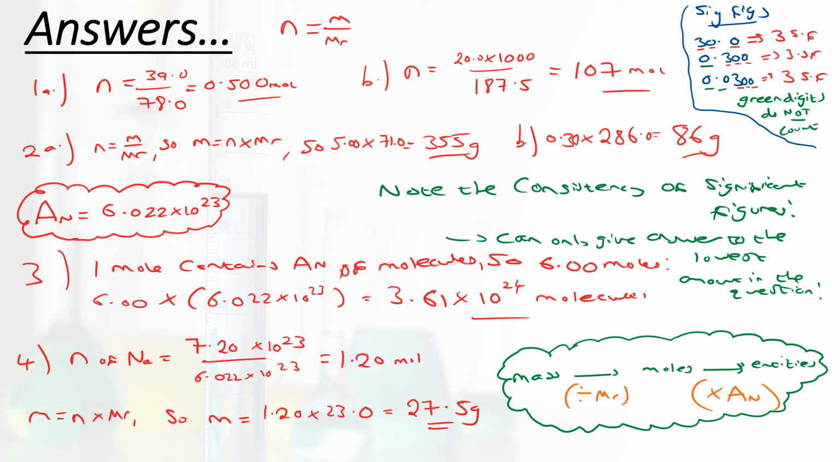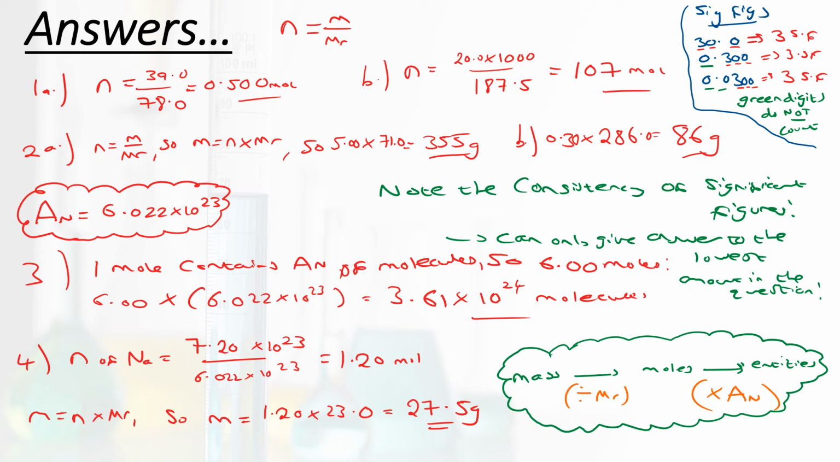Question 3 then wants us to calculate the number of molecules of chlorine, Cl2, in 6 moles of Cl2. Now remember, we said that 1 mole contains Avogadro's number of molecules of Cl2. Note that we're talking about Cl2, the molecule, so it's Avogadro's number of molecules. So if 1 mole contains 6.022 times 10 to the 23, 6 moles must contain 6 times Avogadro's number, 6 times 6.022 times 10 to the 23. And when we do that, we end up with 3.61 times 10 to the 24 molecules.